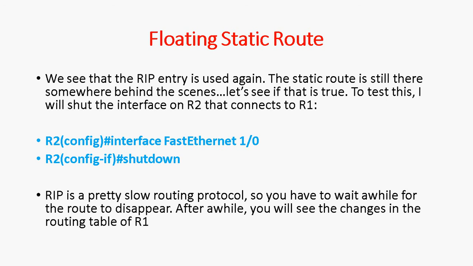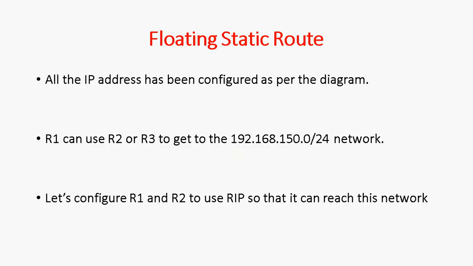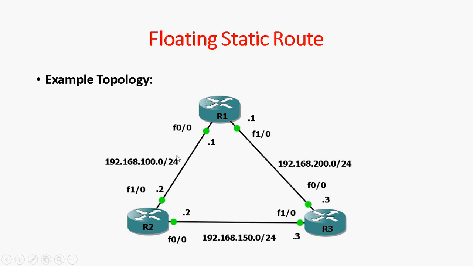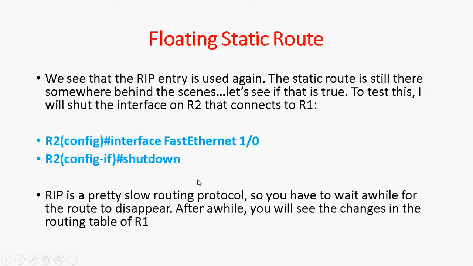Let's see if that is true. To test this, I will shut down the interface of R2 that connects to R1. The R2 router connects towards the R1 router on interface FastEthernet 0/0. Just go to that interface and give the command shutdown. After shutting this port, it will take some time because RIP is a slow routing protocol. After some time the routing table will change on the R1 router.